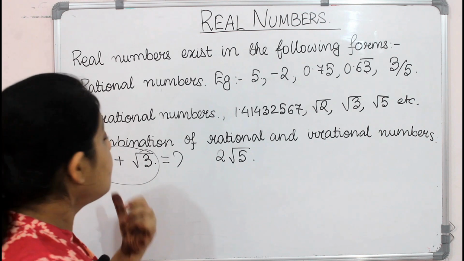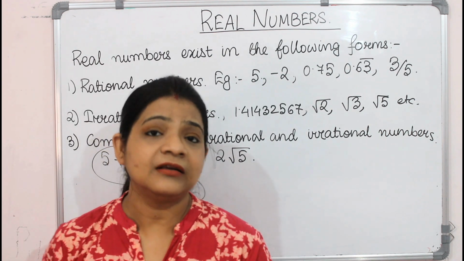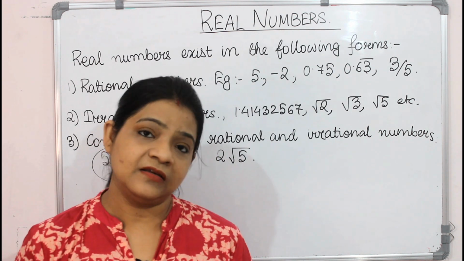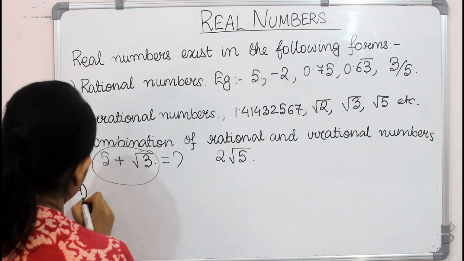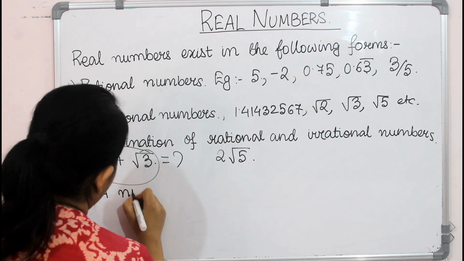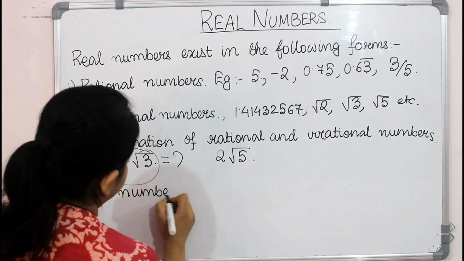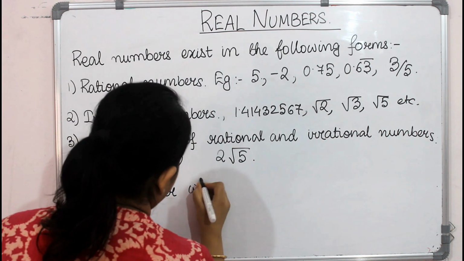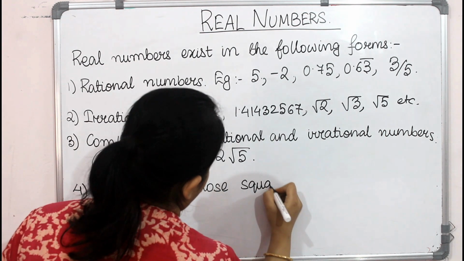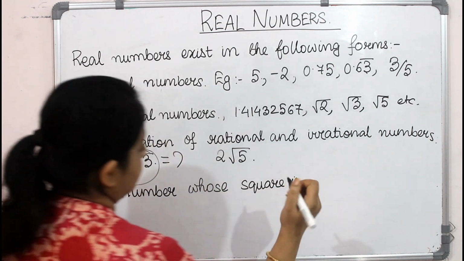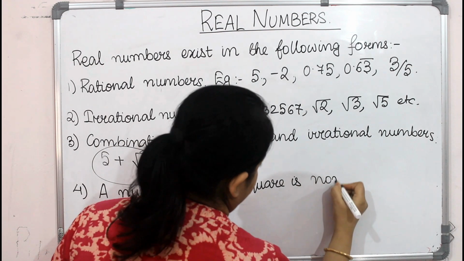Another way by which you can identify whether a number is real or not is that a number whose square is non-negative.